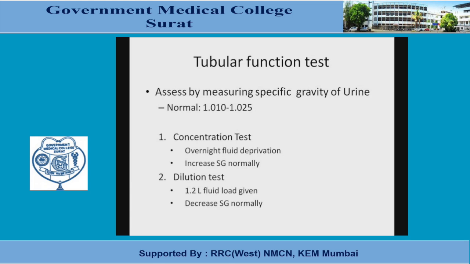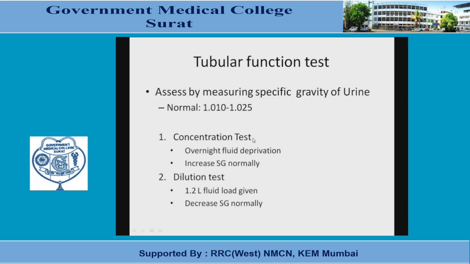Test based on the glomerular filtrate, it is around 180 liters per day, but urine is only 1.5 liters per day. So the majority of the water and solute are reabsorbed. If renal tubular cells are damaged, the urine concentration and dilution ability of the renal tract is impacted, and that can be easily measured by measuring the specific gravity of the urine. Normal specific gravity of the urine is 1.01 to 1.025.